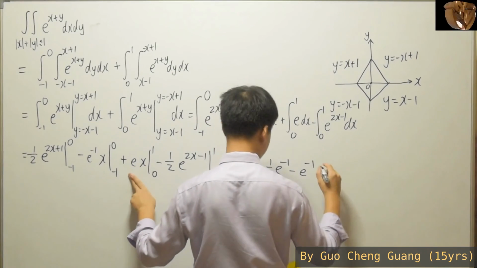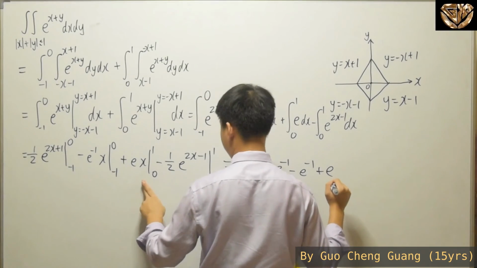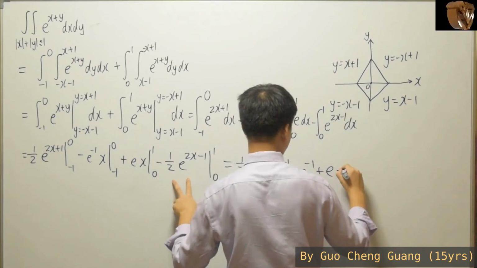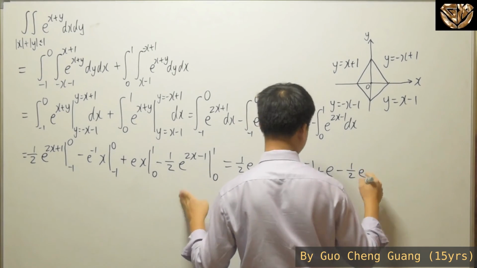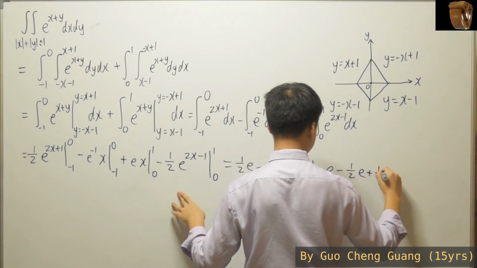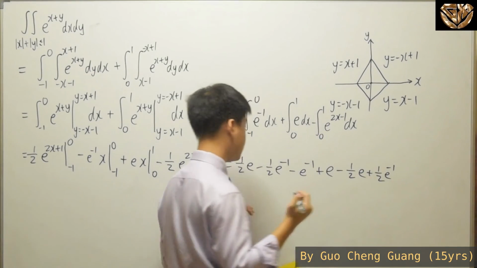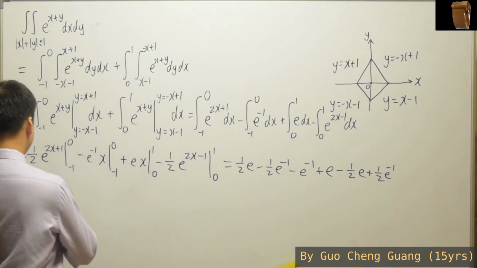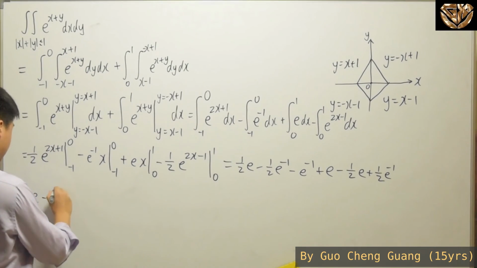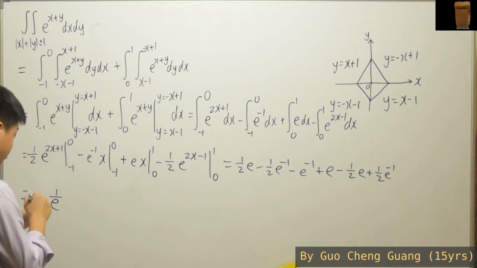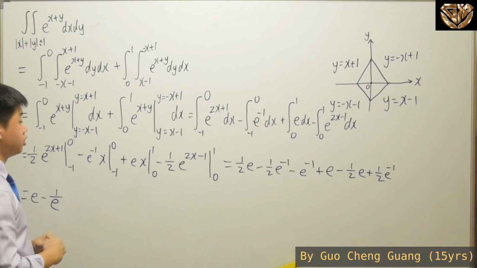For your third term, the first part of it, you just have plus e. For the second part, it multiplies by 0, so there won't be anything. While for your last term, you're going to have minus half e to the power of 2 minus 1, which is still e. And then plus half e to the power of 0 minus 1, which is e to the power of negative 1. And with this that you have, you can basically find that the answer is e minus 1 over e. So this is the answer that you're going to get for this example here.